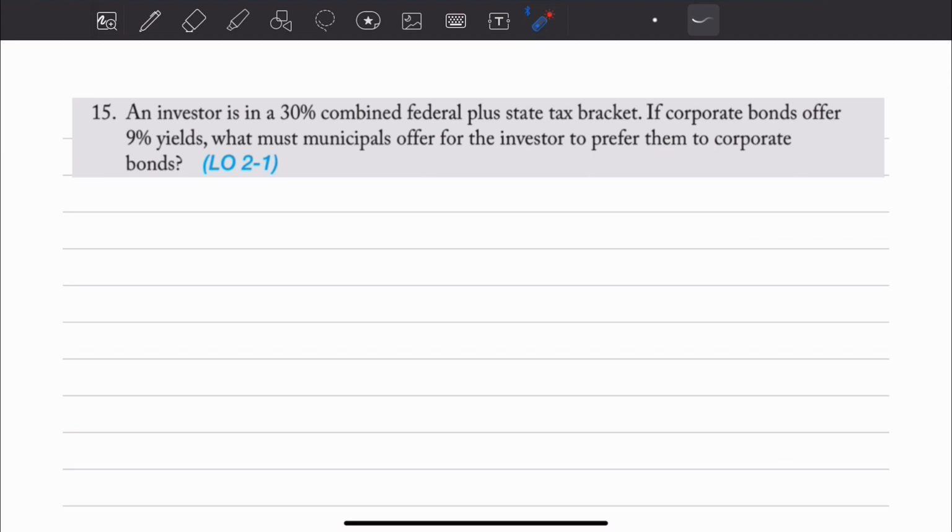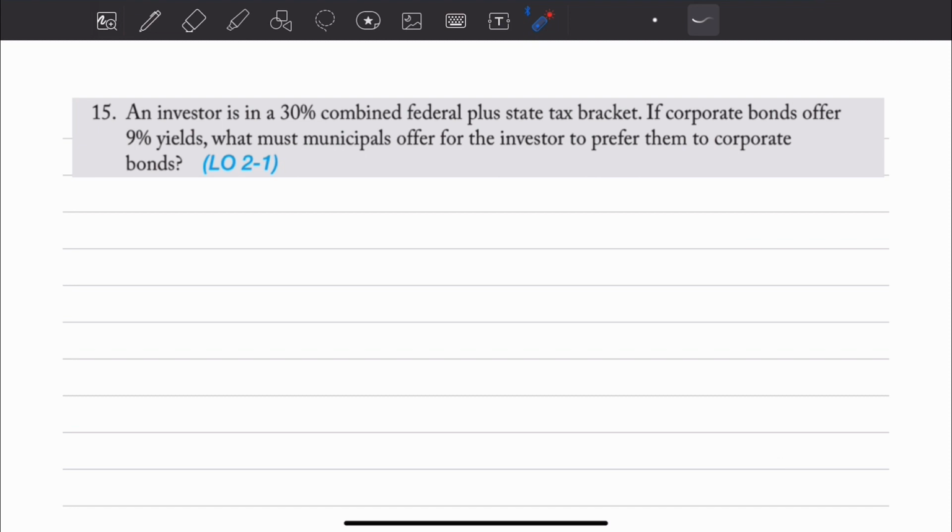In this video we're going to be looking at problem number 15, which says: an investor is in a 30% combined federal plus state tax bracket. If corporate bonds offer 9% yields, what must municipal bonds offer for the investor to prefer them over the corporate bonds?